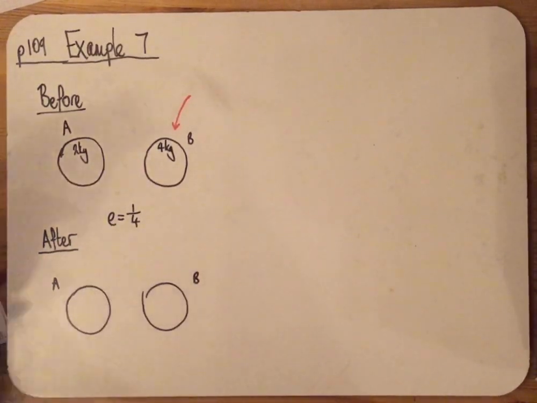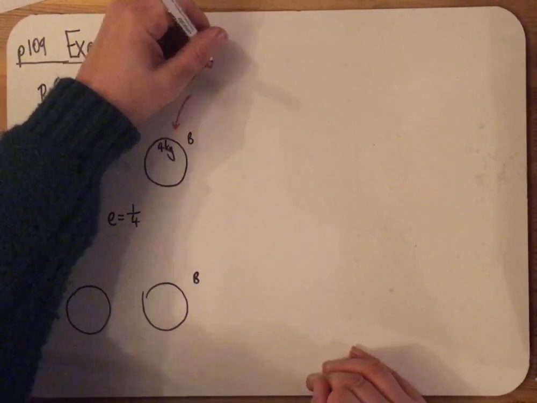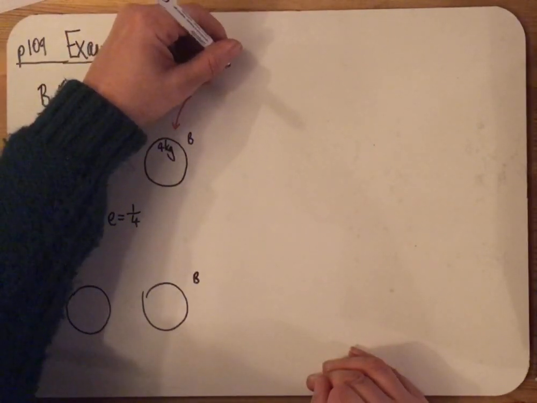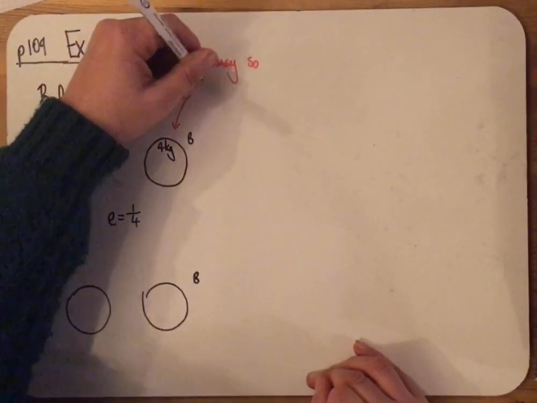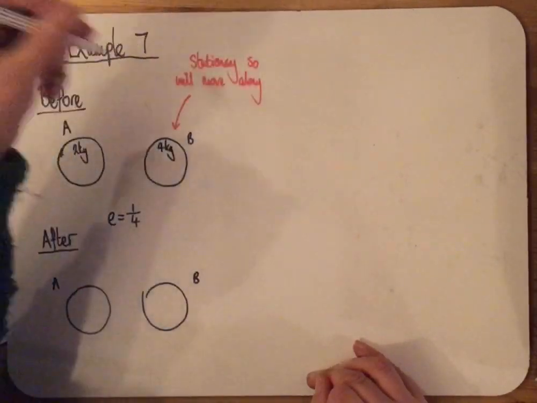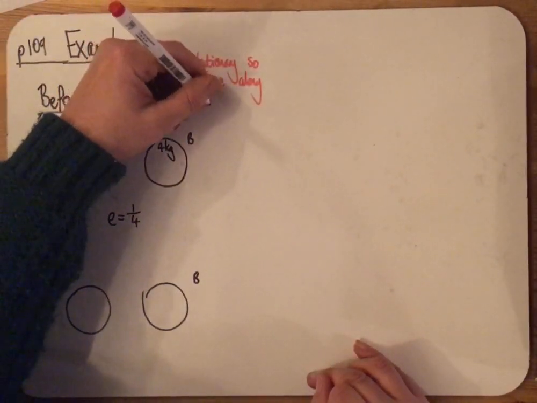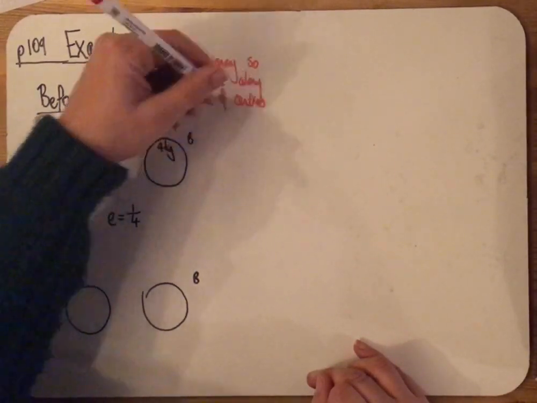So it's just worth bearing that in mind, because the impulse is acting in that direction. So B will move along the line of centres after impact.